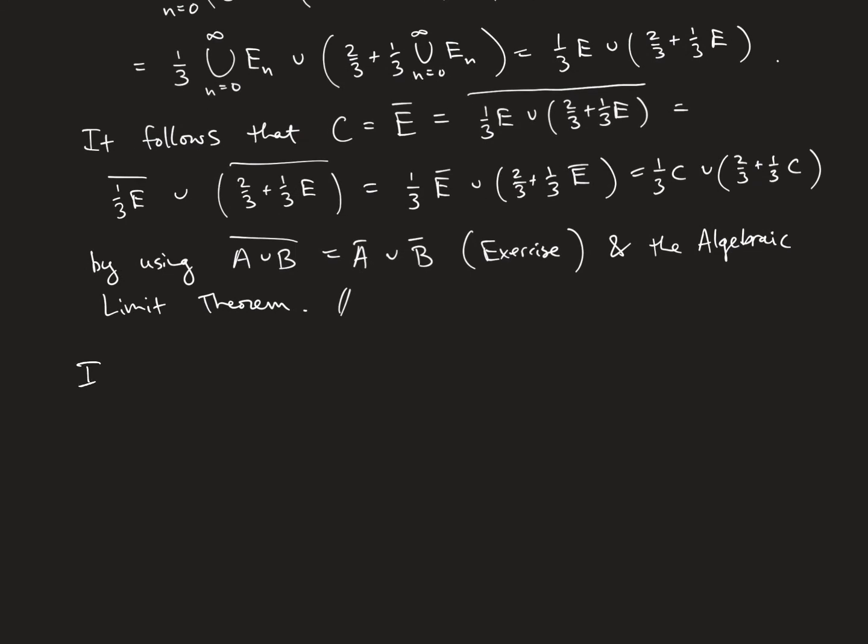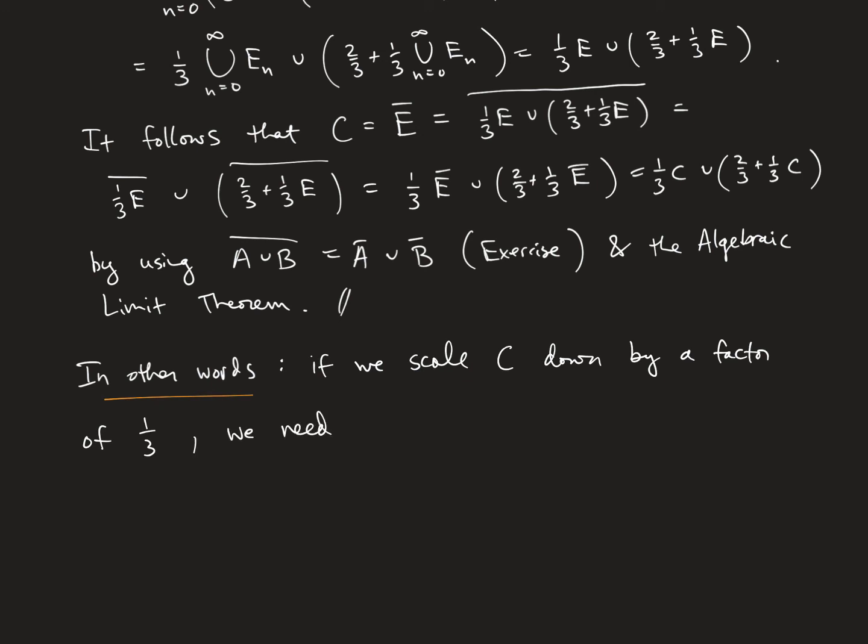Okay, so in other words, just to restate the conclusion, the moral of this we're supposed to take away: if we scale C down by a factor of 3, or to be more precise, a factor of 1/3, we need only 2 copies of this scaled down set to cover the original.